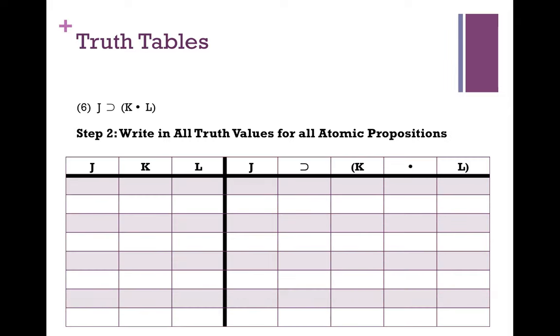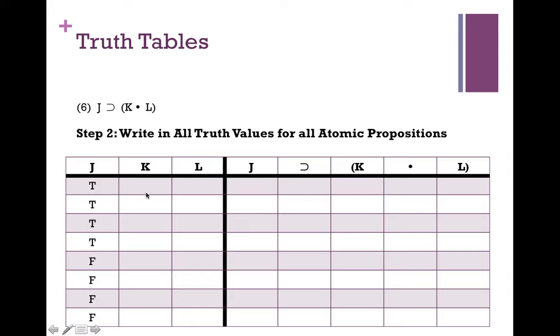Now we come to step 2, which is we write in the truth value for all the atomic propositions. So here we have three columns, J, K, and L for our different atomic propositions, and we have 8 rows underneath. And then I have a column for this compound proposition, a column for J, a column for the conditional, a column for K, a column for the conjunction, and a column for L. And we begin right here with writing in the truth values for J. Now we have 8 total rows, so we're going to go down half true and half false. Just like this. 4 true, 4 false.